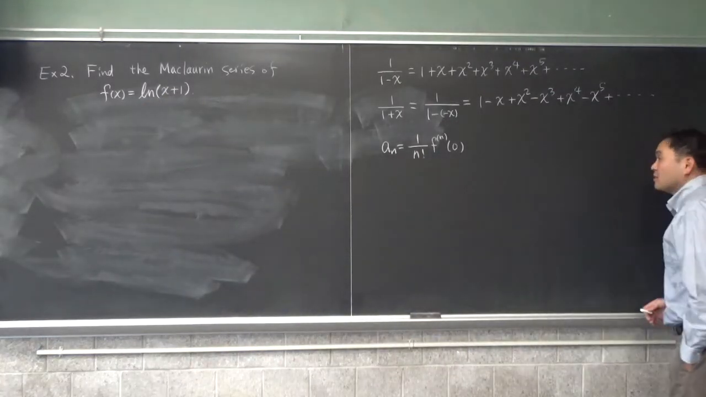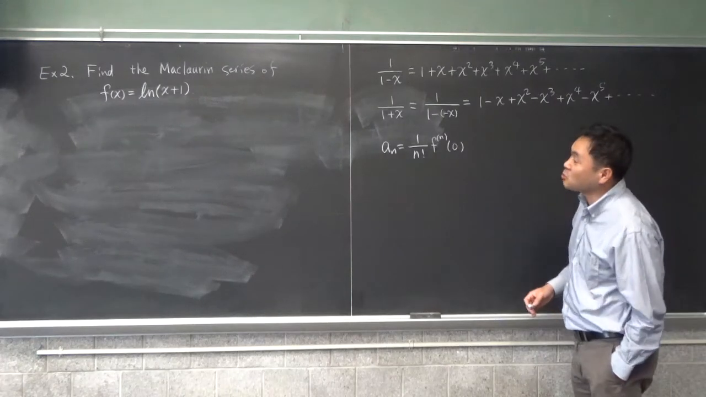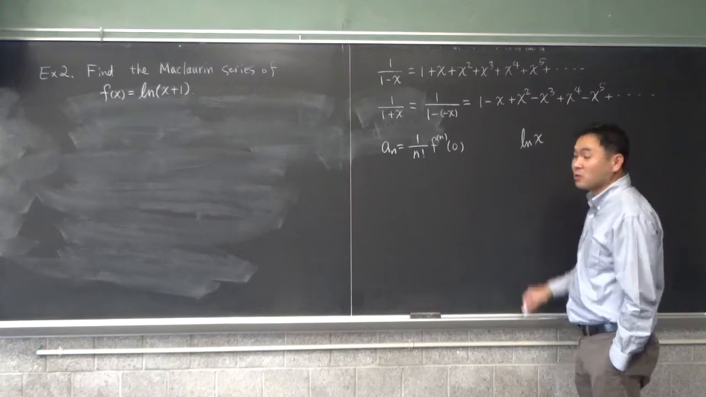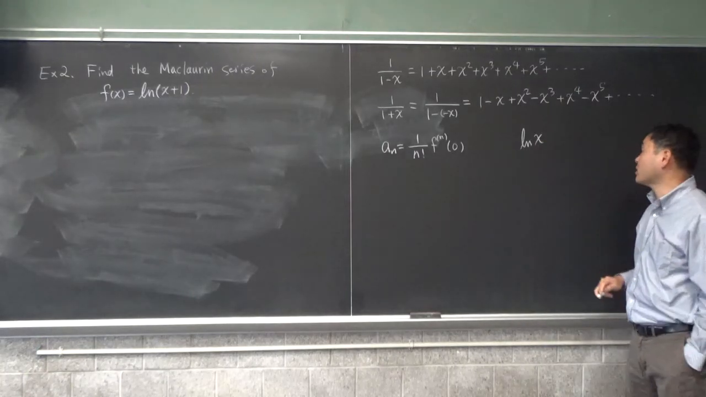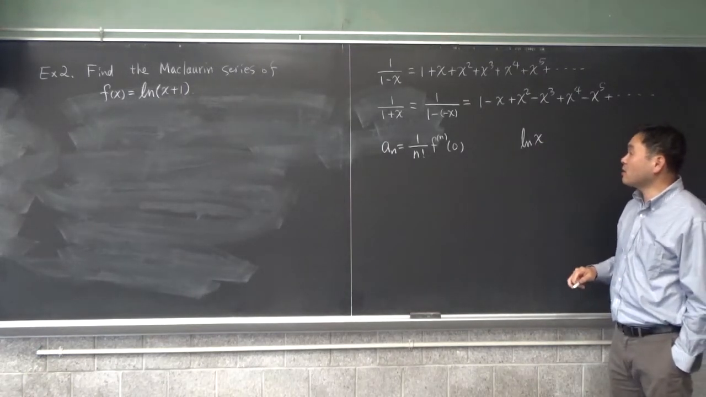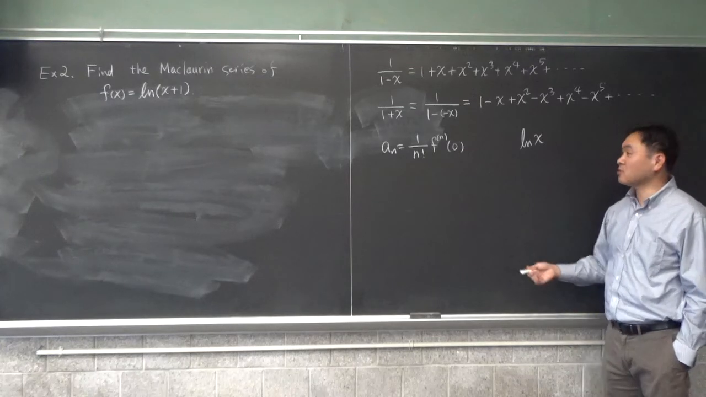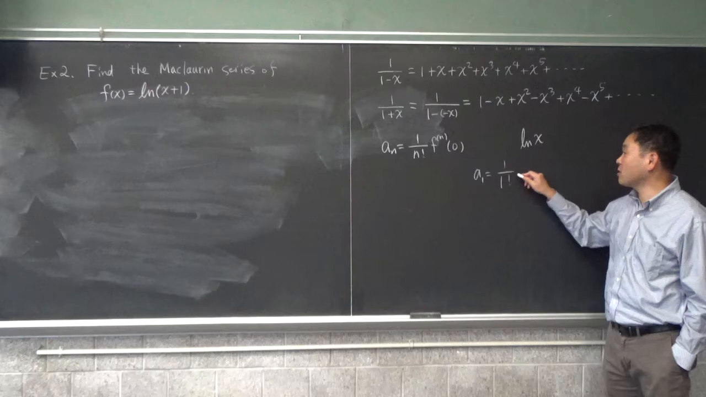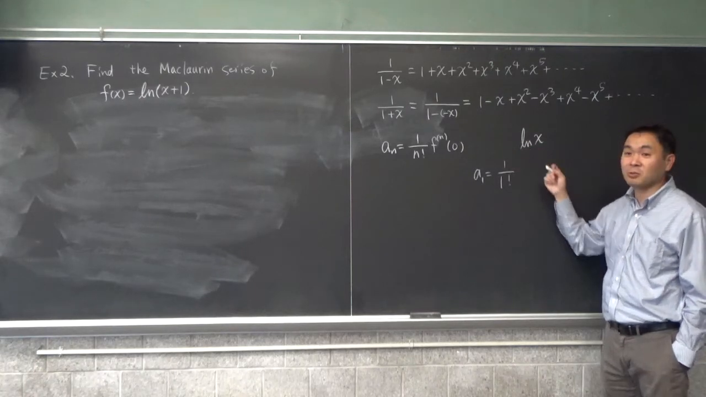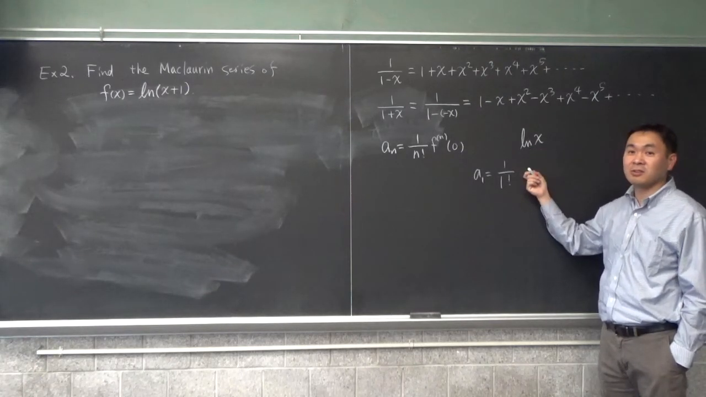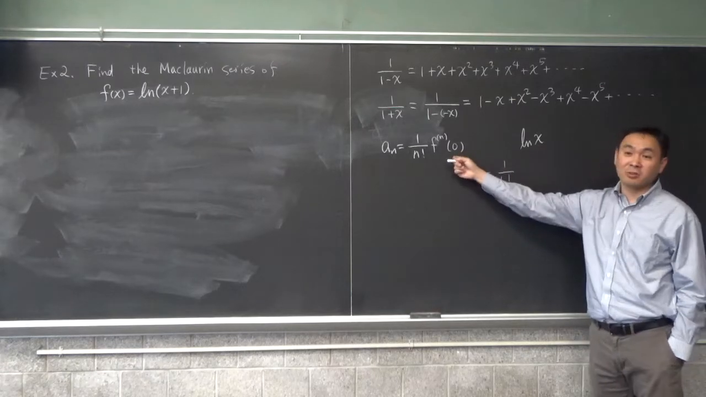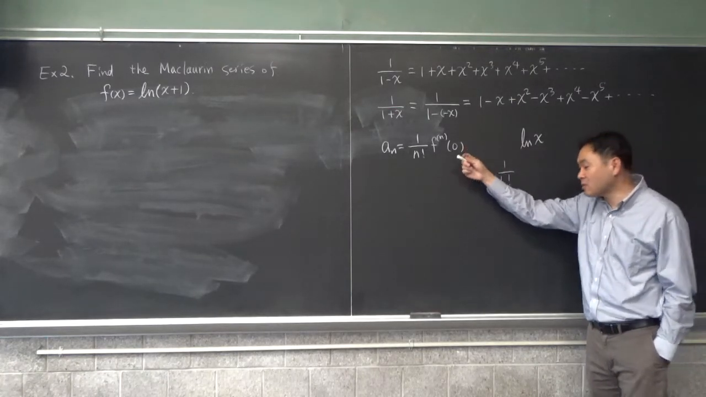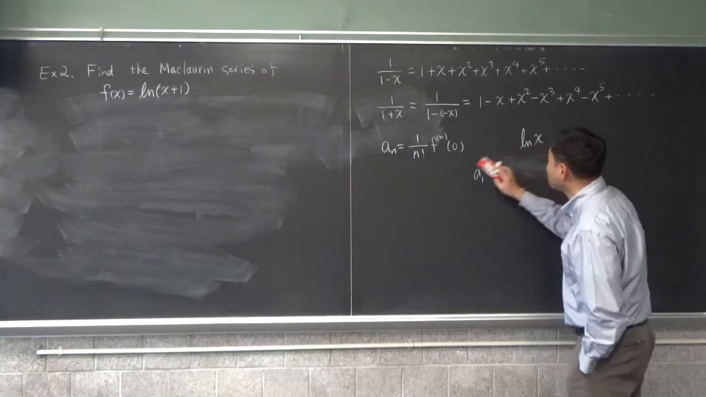So the short answer is this. Suppose we really wanted the Maclaurin series of log of x. Then let's say we use this formula. Let's say we want a_1. What is it? 1 over 1 factorial, and then you differentiate this and you plug in 0, right? What do you get if you differentiate? 1 over x. And then what do you get if you plug in 0? It doesn't work, okay? So that's a short answer, but there's another reason why.